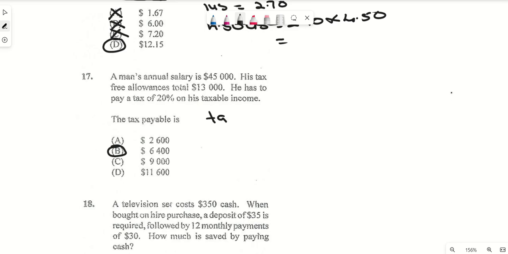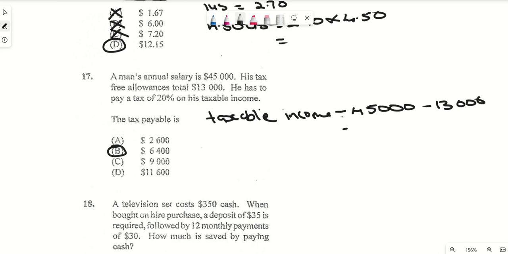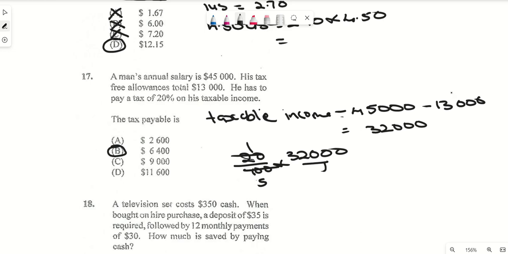His taxable income, first off, would be his total income, which is 45,000, minus his tax-free allowance, which is 13,000. They don't tax that first 13,000, right? When you subtract this, you're going to get 32,000. Let's say 20% of that, so 20 over 100 multiplied by 32,000, right? 20 into 20, 20 into 100, 5 into this is 6,400. So your answer is B.